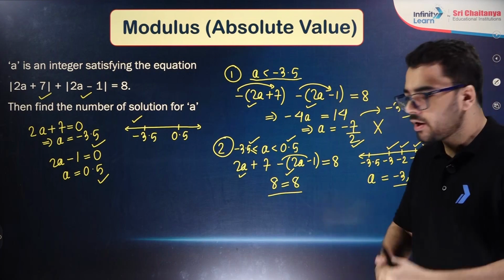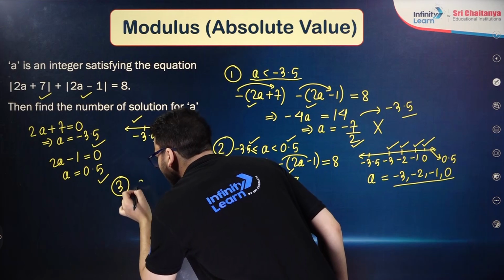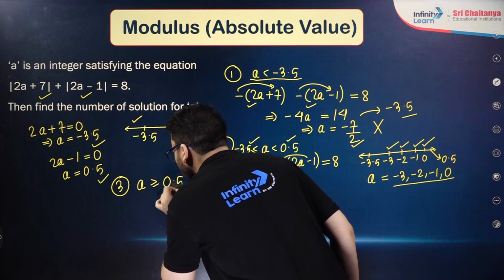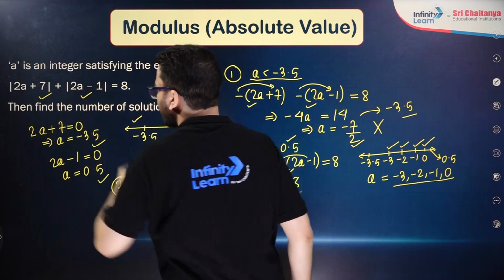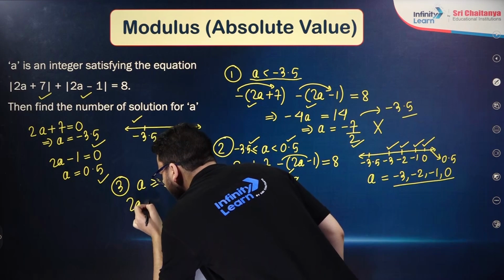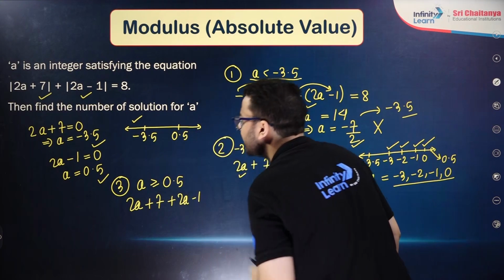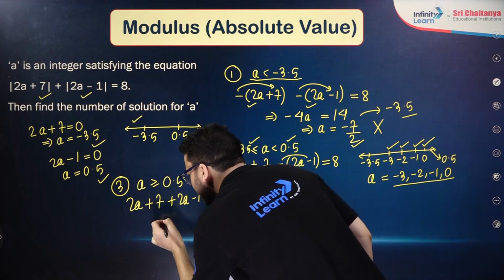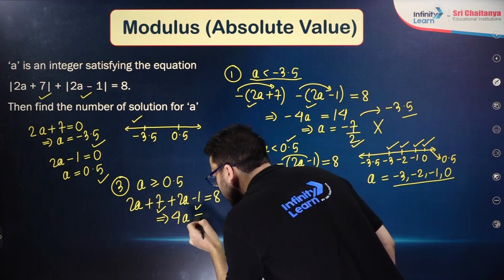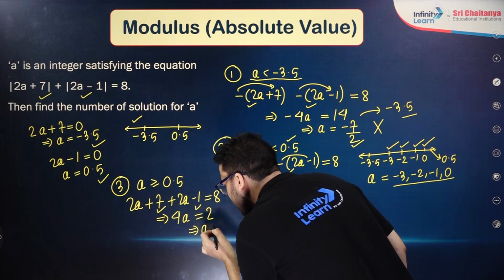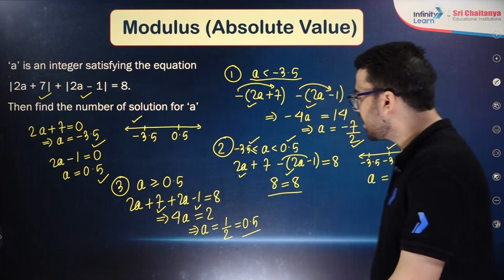Now what is the third case which we can take? The third case which we can take over here is a is greater than or equal to 0.5. See this, right? So in that case, all of them will open out with positive sign, right? So that is 2a minus 1 and that is equal to 8. You can solve it. This is basically 4a and this is 6. 8 minus 6 is 2. So basically a is coming out to be half, right? Or you can say 0.5.